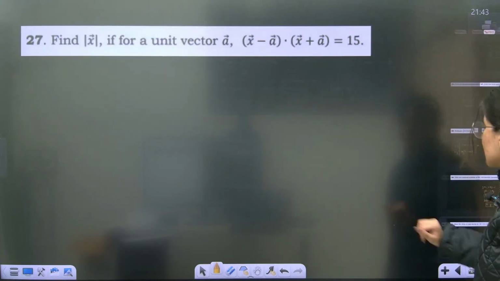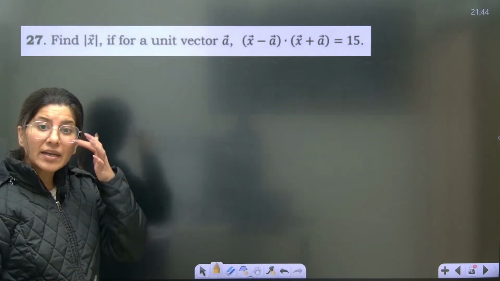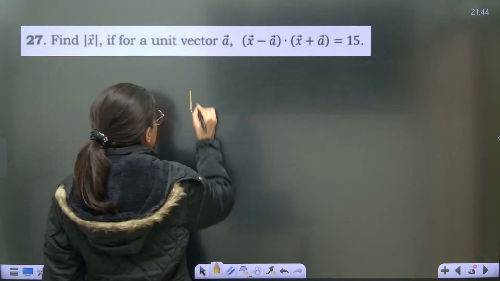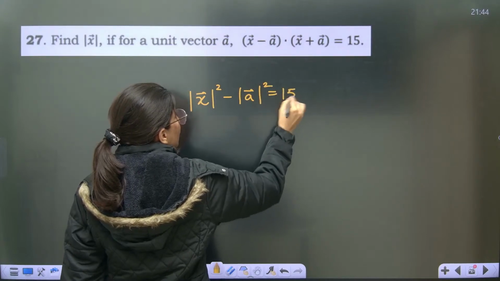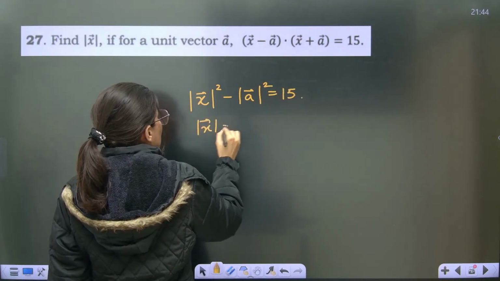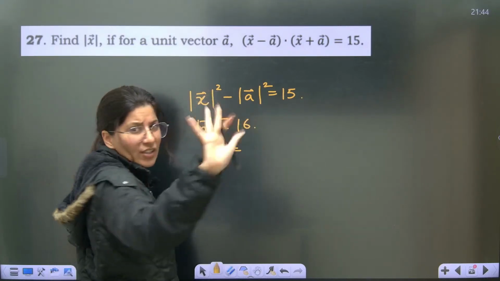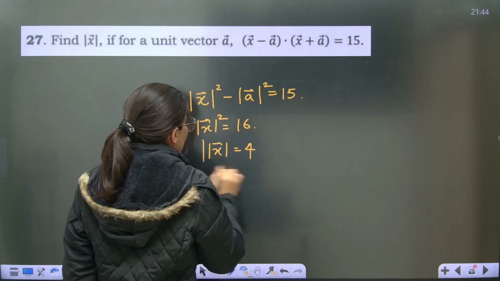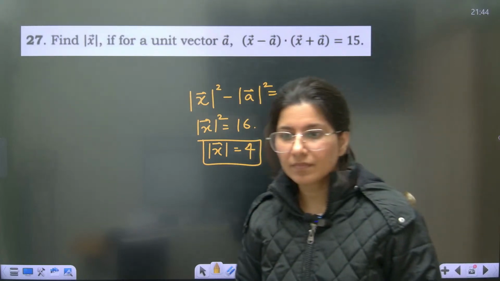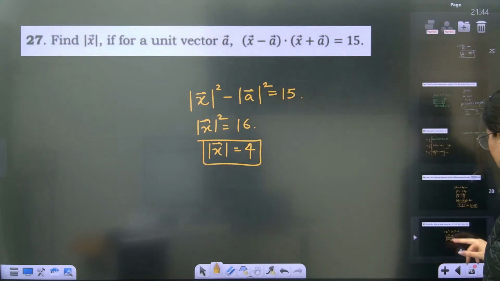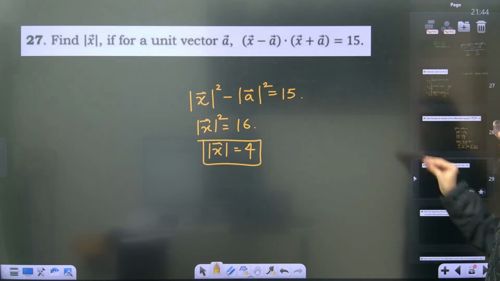Now the next question. Find magnitude of x if a is a unit vector and (x minus a) dot (x plus a) is 15. So this is x square minus a square equals 15. Magnitude of x square is equal to 16. Magnitude of x is plus minus 4. Magnitude cannot be minus 4, so only 4 is the correct answer. Again, easy peasy lemon squeezy question. Correct? Clear? This is the formula: a plus b, a minus b dot product is directly x square minus a square.